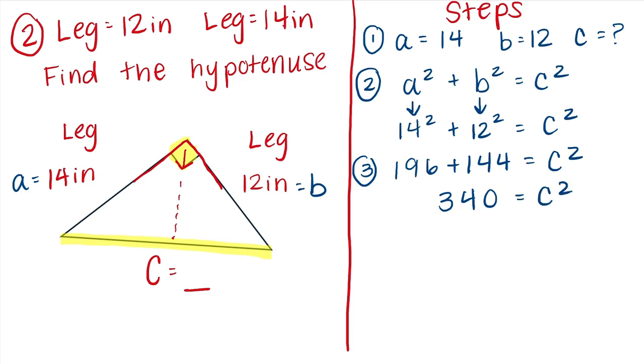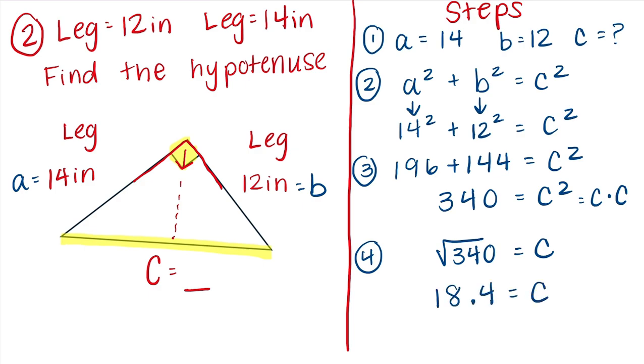Again, that means that I'm looking for a number that multiplied with itself gives me 340. That might be a little bit harder for us to find by hand or in our head. So if we use our calculator, we'll take the square root of 340 to find C. If I round it to the nearest tenth, that is 18.4. So that means that my final side is 18.4, and we're measuring in this problem in inches.